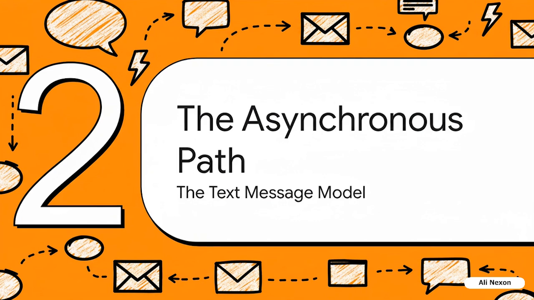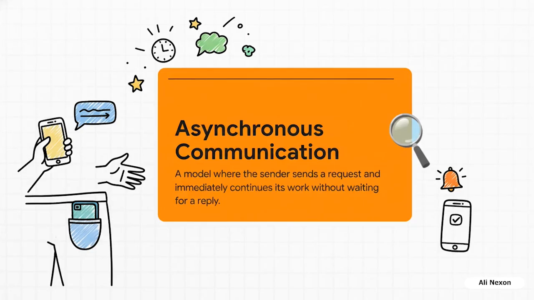Well, that brings us to our second model, the asynchronous path. Think of this one as the text message model. I mean, when you send a text, you don't just lock your screen and stare at it waiting for the three little dots to appear, right? Of course not. You fire off the message, put your phone away, and you go on with your life. You've made your request, and you'll get a little buzz in your pocket when a response is ready. That is asynchronous communication. The sender is totally free to do other things right away.